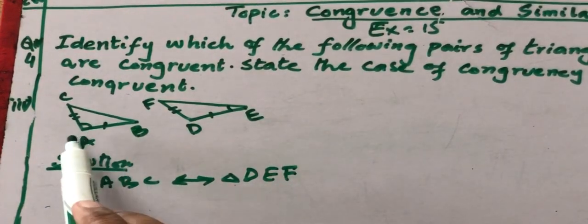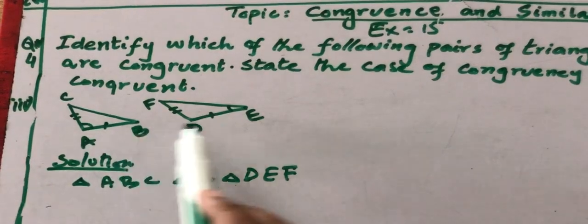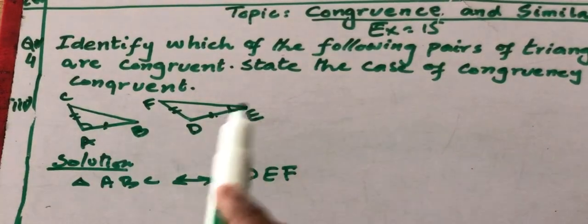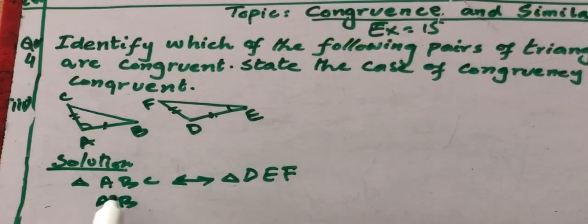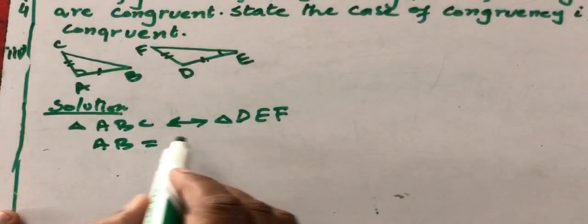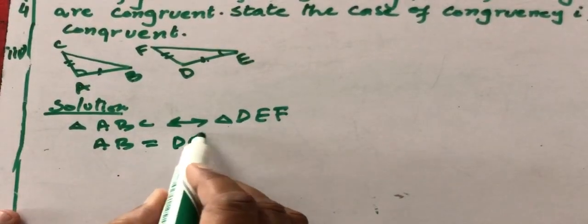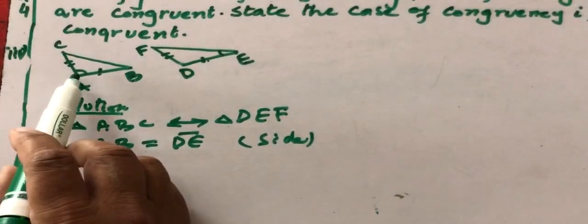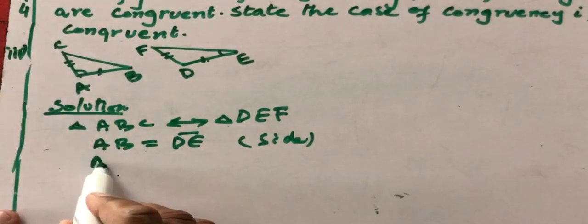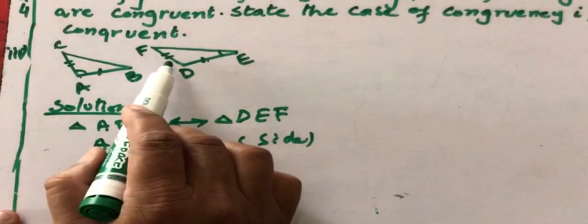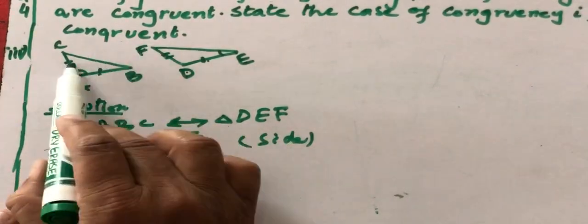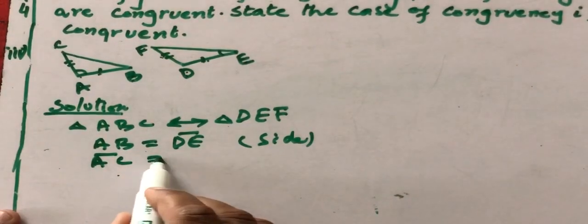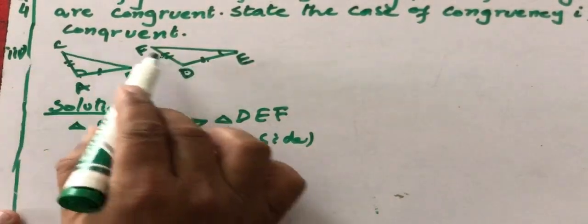As we see, their side AB corresponds to side DE, which are equal to each other. This shows that they are equal to each other. So side AB is equal to side DE. And the second side AC is equal to the corresponding side DF. Both these two sides are congruent to each other, so we write AC is equal to DF.